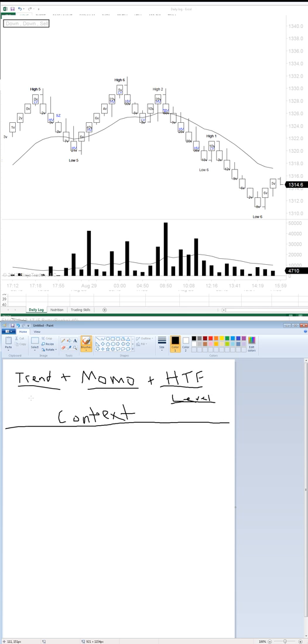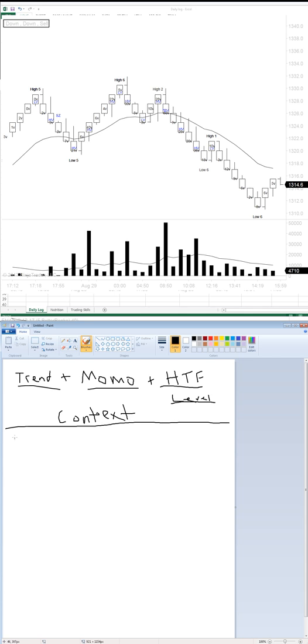Right now for trend, you can use any indicator that you currently use for trend, but combine it with a momentum indicator when momentum is favorable. And higher time frame levels, you just put the higher time frame on top and mark those levels, because the price will react on the lower time frame from those levels many times. Okay, so that's the first thing.